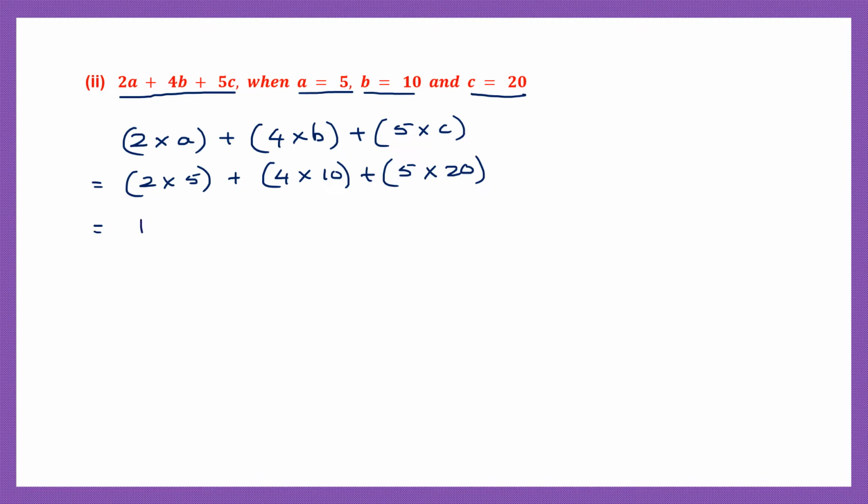Now 2 5s are 10 plus 4 10s are 40 plus 5 into 20. 5 2s are 10 and add the 0. So 5 into 20 is 100. Now we just have to add these. 10 plus 40 is 50. 50 plus 100 is 150 itself. So the answer here is 150.